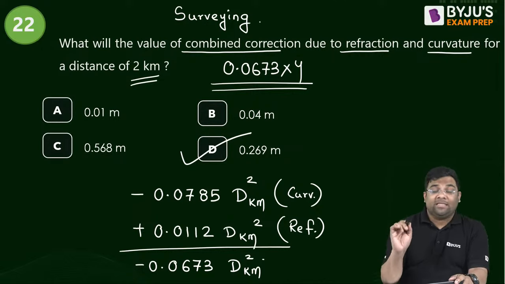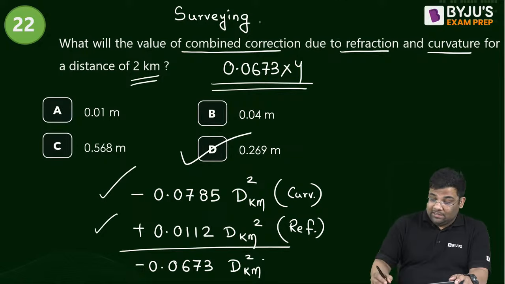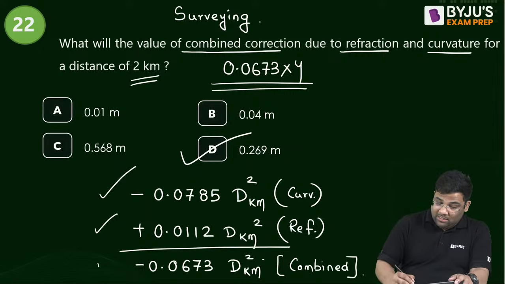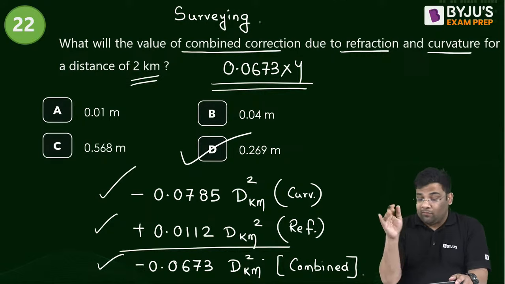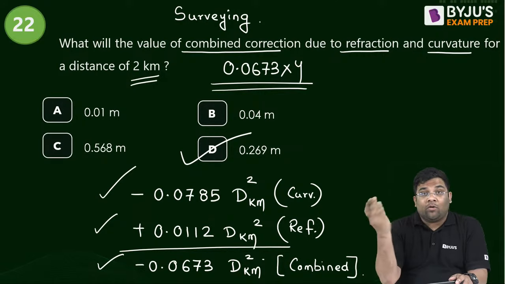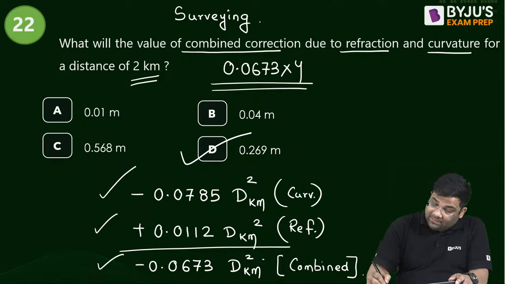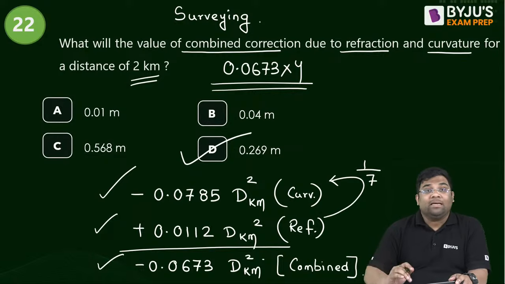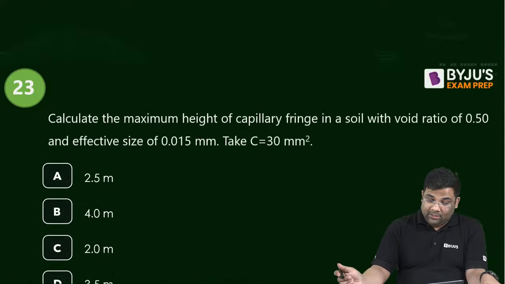So again, a direct formula. If they ask you curvature, then this is the answer. If they ask you refraction, this is the answer. This is the combined one. You should know them separately also, because in some examinations they ask the separate ones, for curvature or for refraction. And remember that refraction is 1/7. Remember this fact.